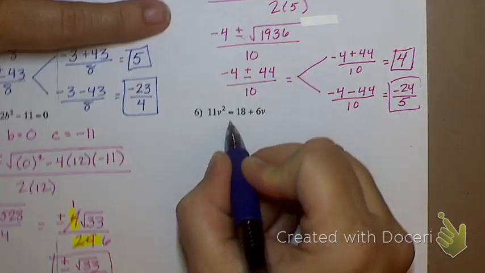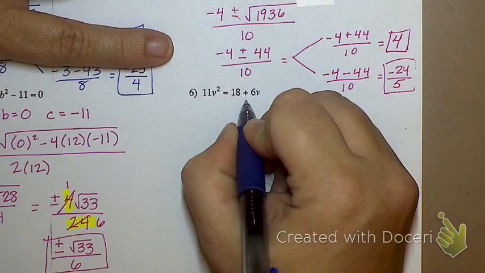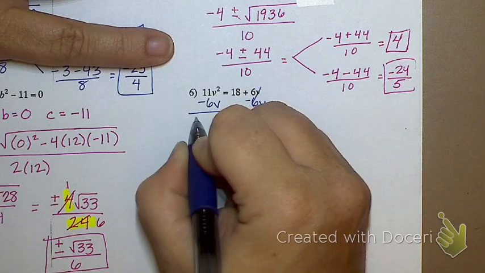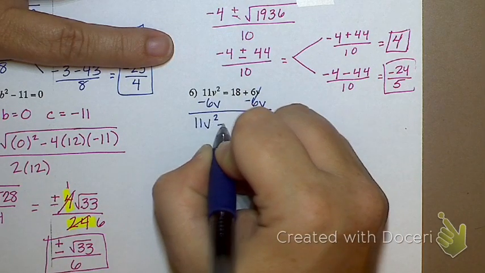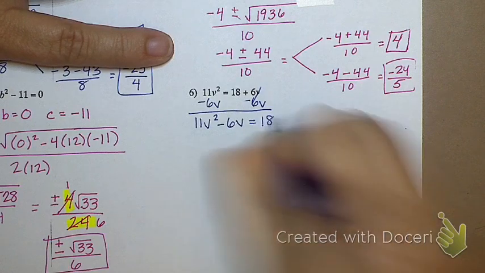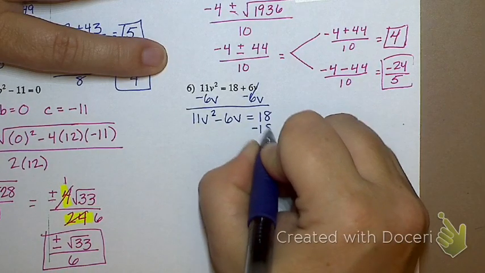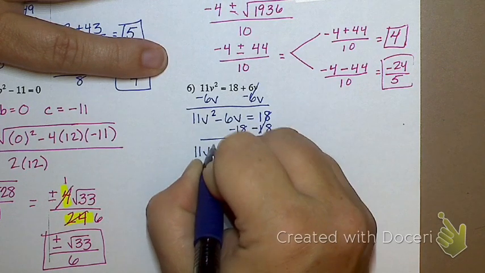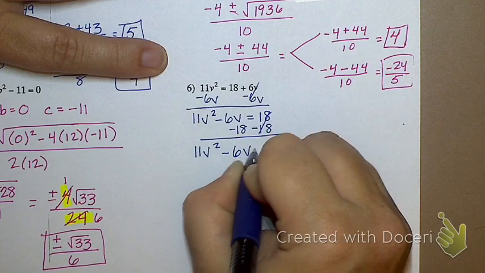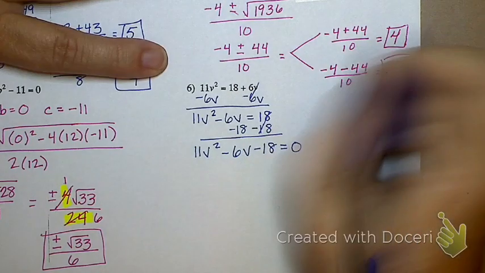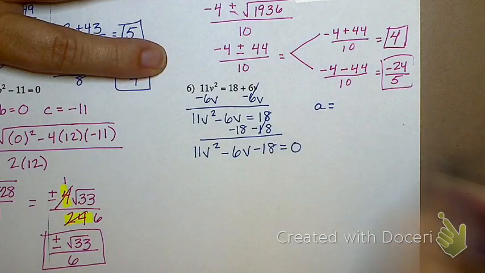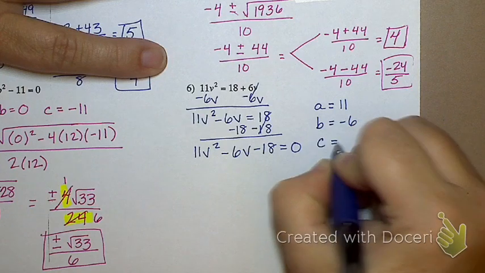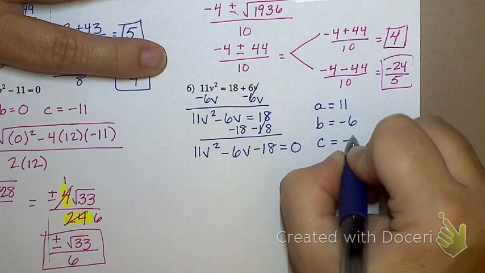All right, let's try this last one. Is this in standard form? Nope. I got to move 6v. That's going to give me 11v squared minus 6v equals 18. Now what do I need to do? Move the 18. 11v squared minus 6v minus 18 equals 0. What is A? 11. What is B? What is C? Nope. Oh shoot! I just looked at the 0.